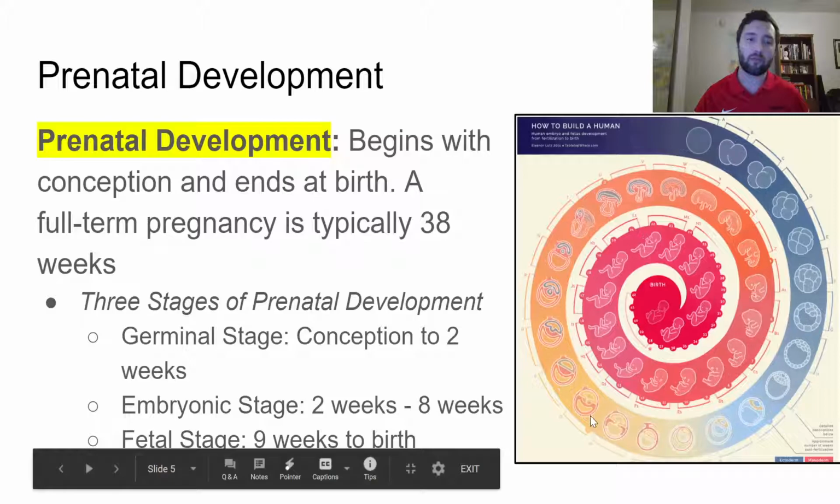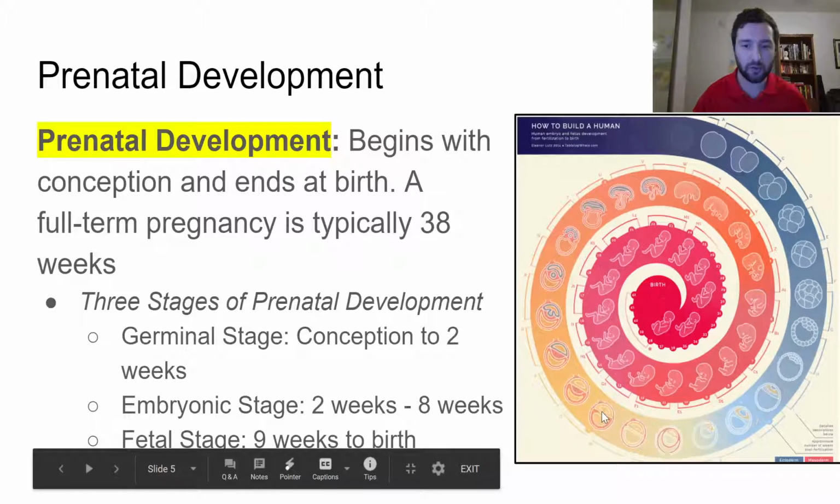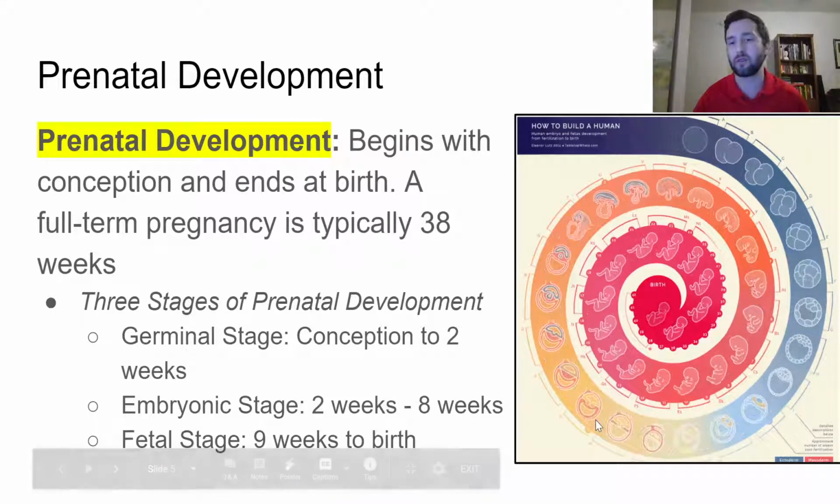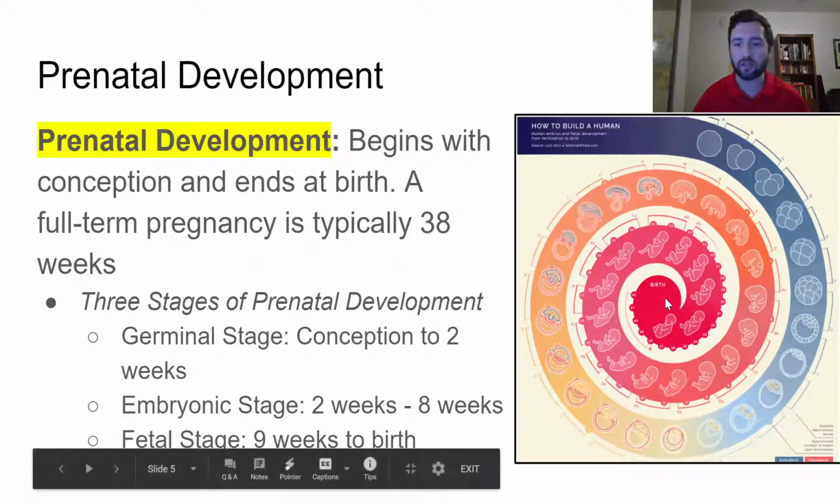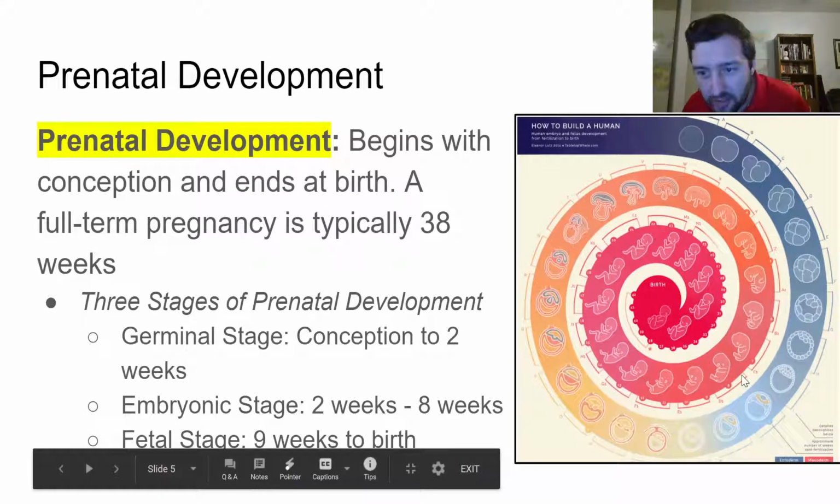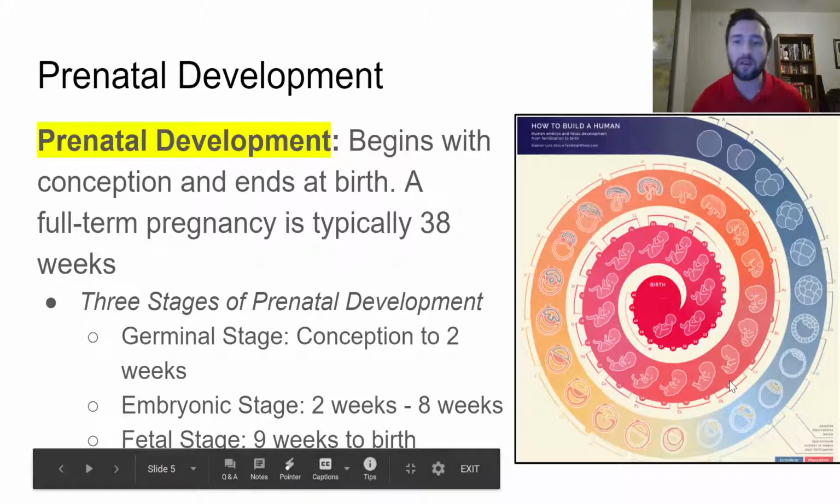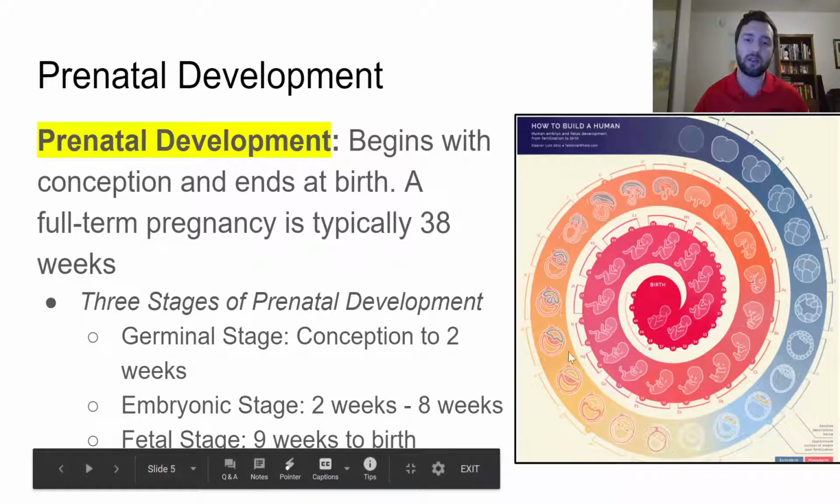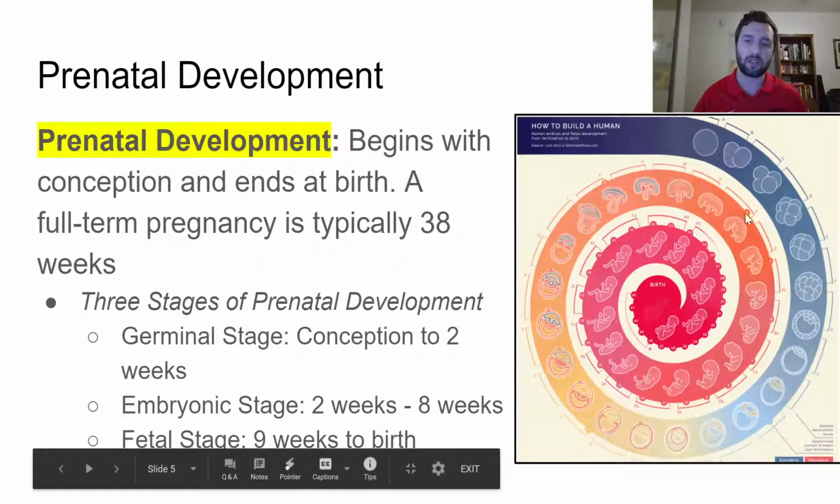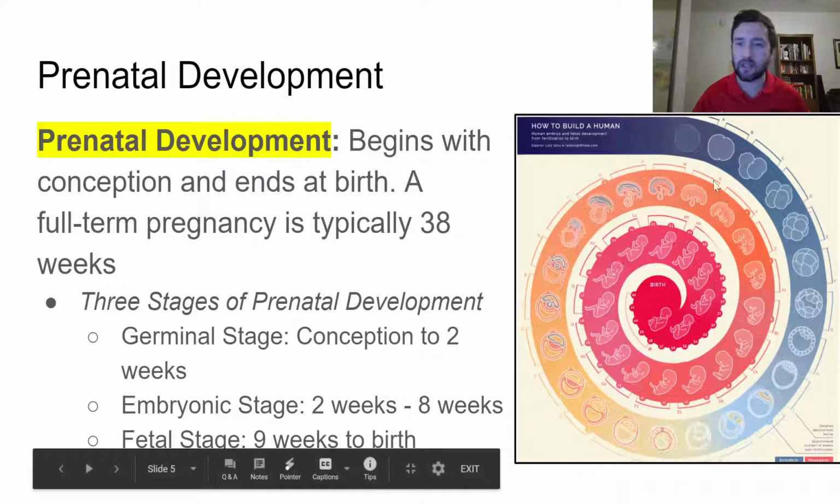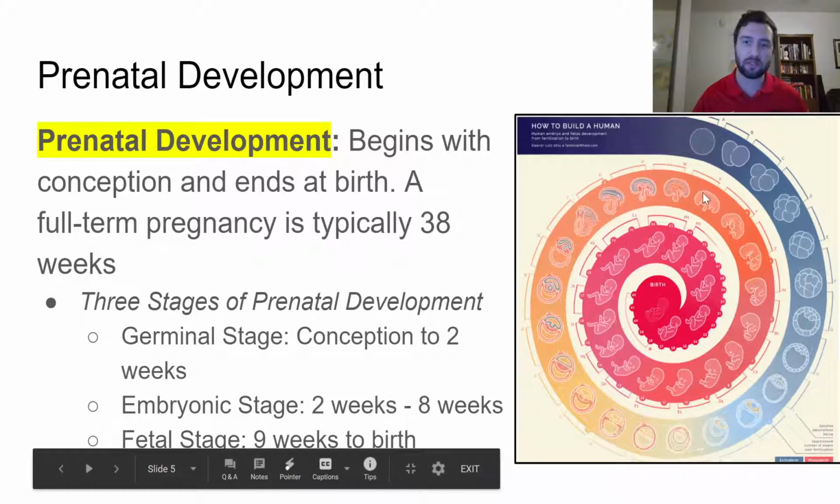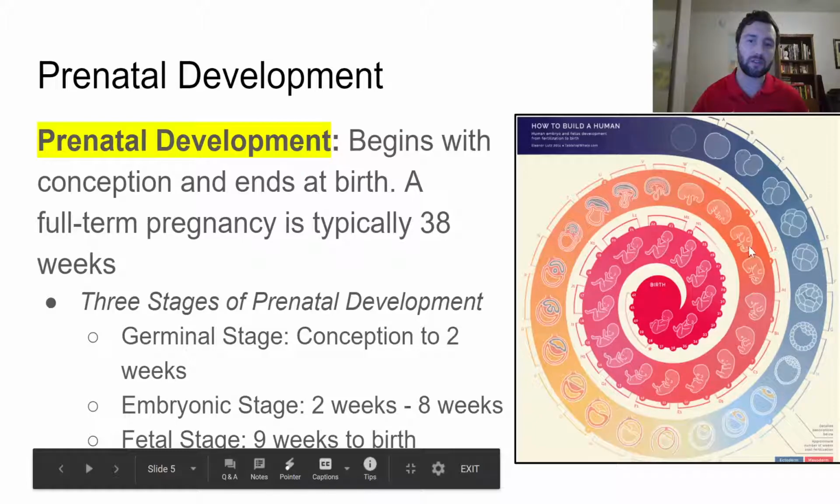Now, from here is where our embryonic stage is going to begin. Our embryonic stage goes from about 2 weeks to 8 weeks. It starts right about here, and then 8 weeks is right about here. So this section right here is the embryonic section. You can see, obviously, this is connected with an embryo. We see this embryo right here, and you can really see what that looks like.